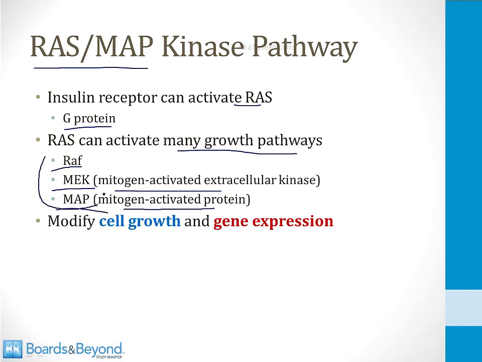You probably don't need to know all of these, and we don't even understand exactly what they all do. But the net result of activation of the RAS-MAP kinase pathway is that this modifies cell growth and gene expression. And this is probably the major role of this pathway when it is activated by the insulin receptor.